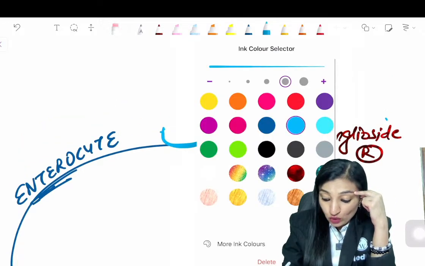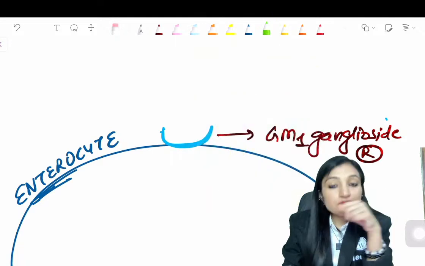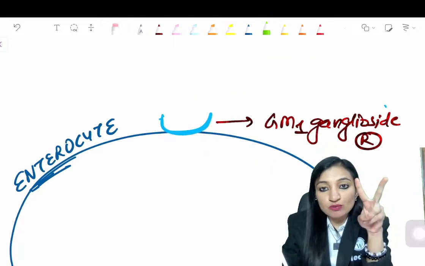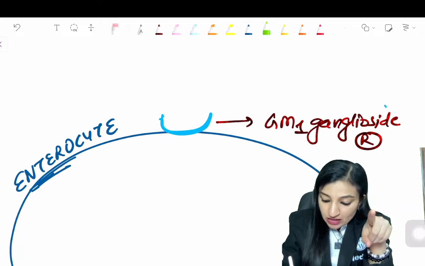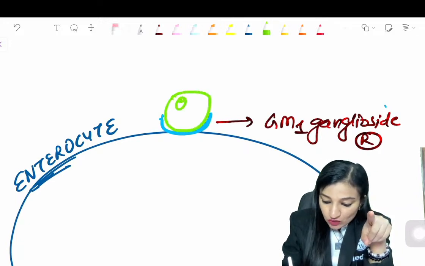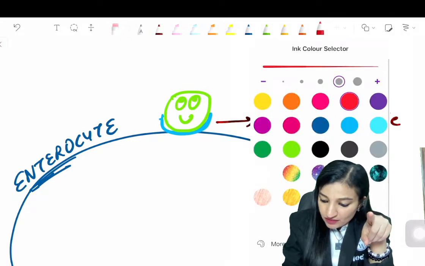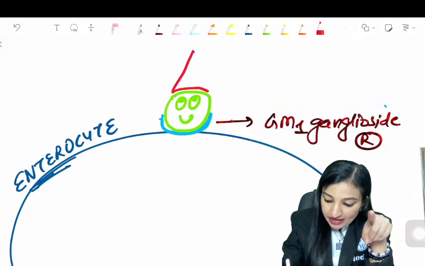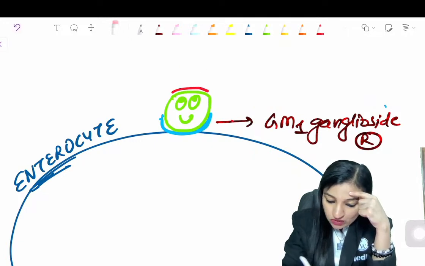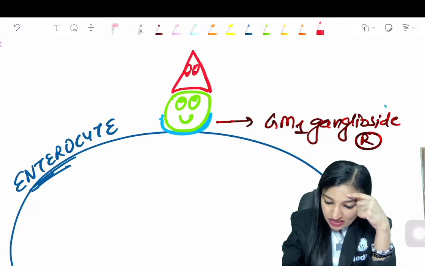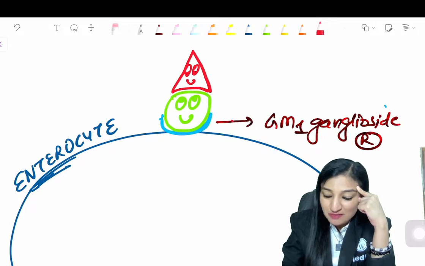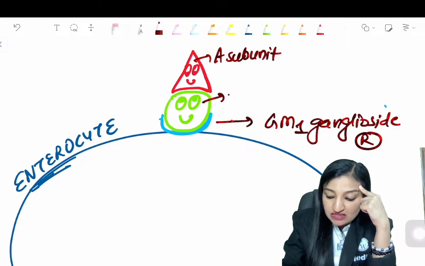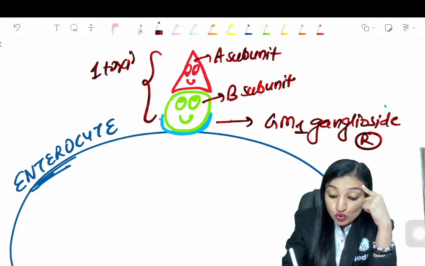Now the Vibrio cholerae toxin is an exotoxin. It is made up of two subunits. Subunit B, which is going to bind to the receptor, and subunit A, which is sitting on its head like this. And look at how they are smiling, looking at each other as if they are conspiring against somebody. This is the A subunit of the toxin, this is the B subunit of the toxin. And please remember, this is one single toxin, not two independent toxins.